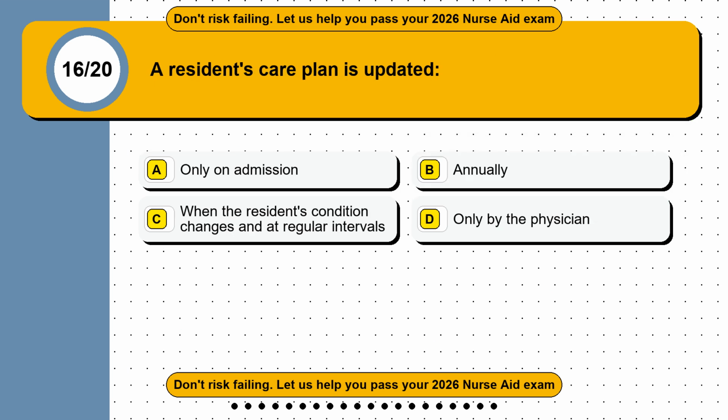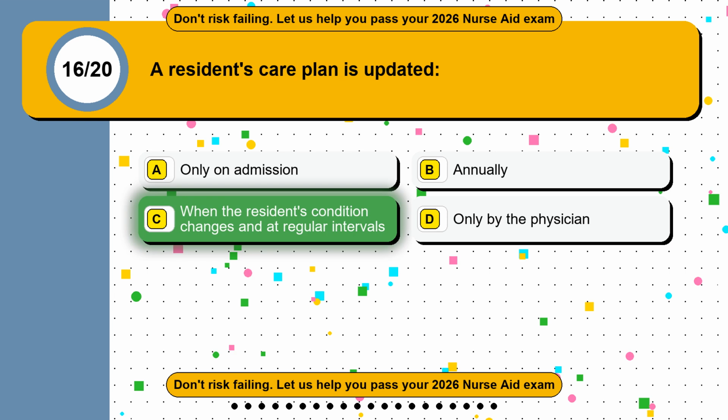Question 16. A resident's care plan is updated. Option A, only on admission. Option B, annually. Option C, when the resident's condition changes and at regular intervals. Option D, only by the physician. The correct answer is option C, when the resident's condition changes and at regular intervals.